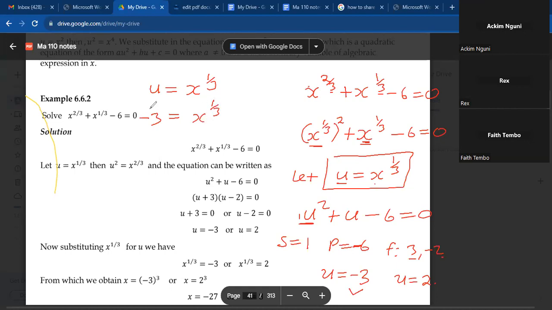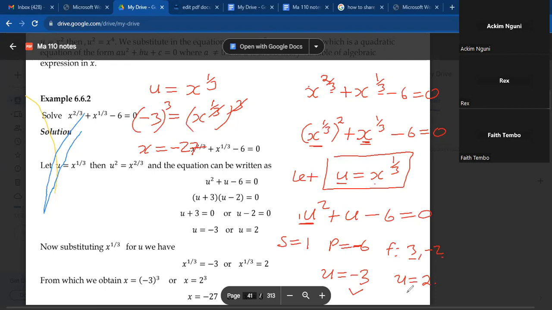To get rid of the power, you introduce power 3 on both sides so that the powers cancel. Therefore, your value of x is equal to negative 3 cubed, that will be negative 27. So that is negative 27.